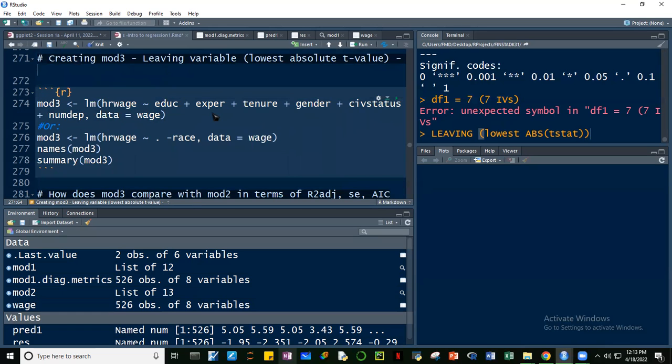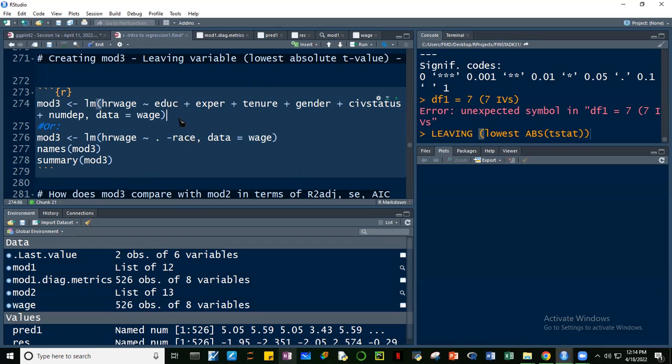Okay? So pareho lang din yung format, yung formula ng LM, tinanggalan natin si race. Okay? Bakit natin tinanggal si race? Kasi siya yung variable with the least na absolute value ng t-stat. Siya yung pinaka-least na may predictive power over hourly wage. Okay. So another way to do this is, pareho lang yan, model 3, LM, hourly wage, lahat, and then i-minus mo si race. Hindi kasama si race. So pareho lang yung output.